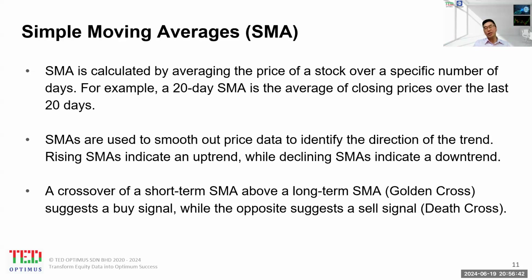When you go to the next day, day 21, you will calculate the 20-day moving average from today all the way to the last 20 days. That means we will drop the data for day one because we just need day two all the way to day 21 to calculate the simple moving average. That's why it's called moving.